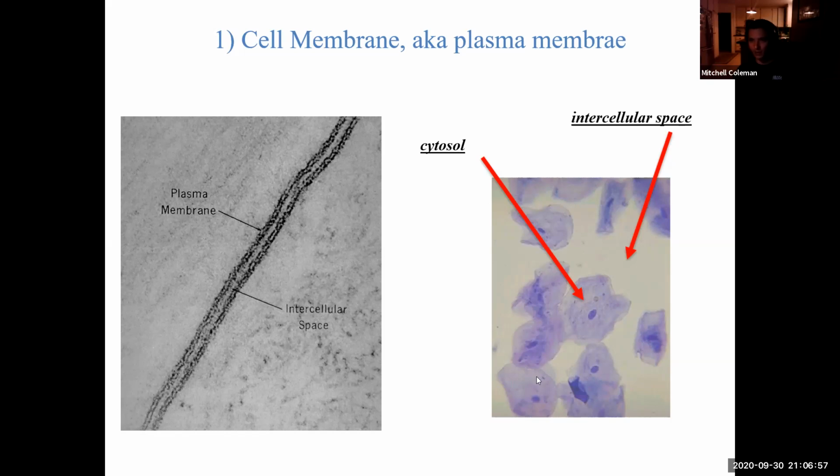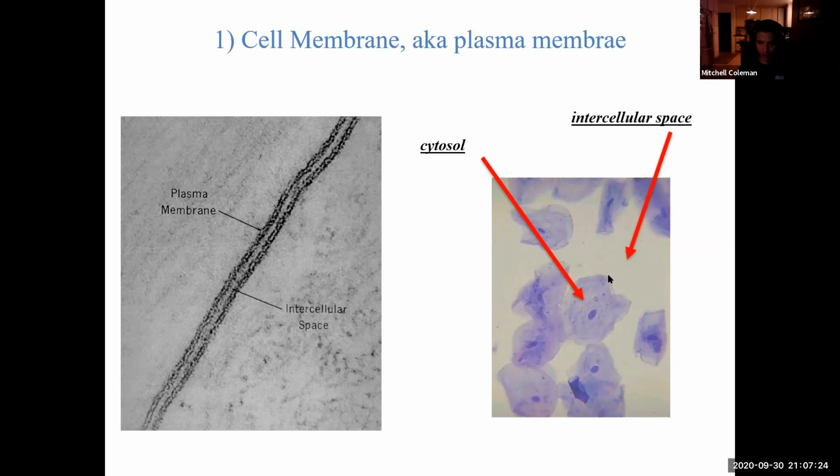If we were in lab, you would actually be making a wet mount yourself, where you would take a swab of your cheek, mount it on a slide and stain it, and you would be looking at your own cheek cells, which are eukaryotic. This is an actual picture of someone's cheek cells from last semester.